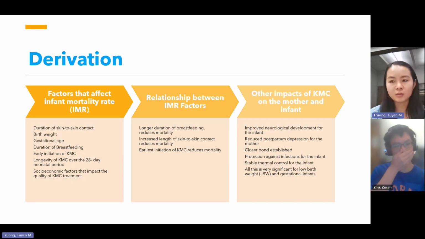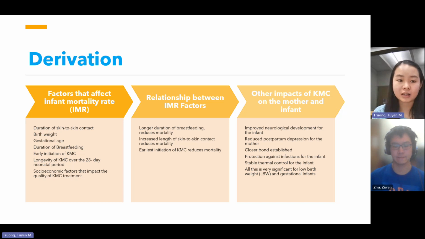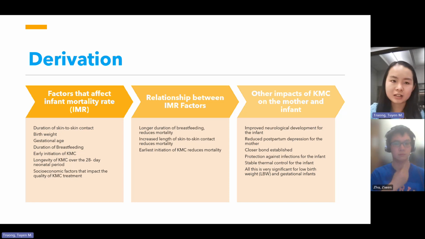So how we eventually got to our model is that we considered several factors that impact the infant mortality rate, and we deduced them to the main factors that we include in our model. I just want to mention some of the factors that do impact infant mortality rate. Obviously, we're not going to use all of them in our model, but I just want to point them out. The main one we're going to be using is obviously skin-to-skin contact, but also birth weight and gestational age do impact the infant mortality rate. And in our model, we're assuming that birth weight and gestational age go hand in hand, and we're just going to simplify it to just the birth weight that we're considering.